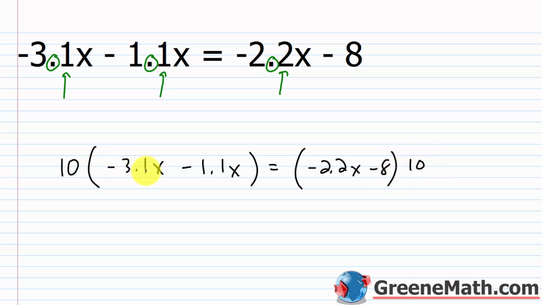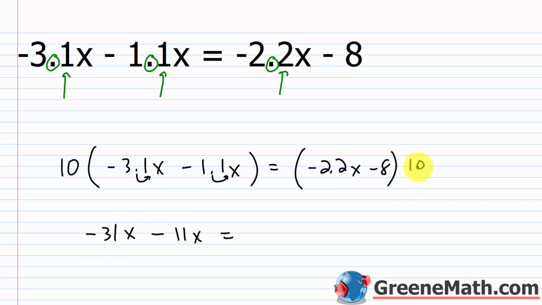So 10 times negative 3.1 would just be negative 31, right? Just move this one place to the right. Then my x comes along for the ride. Then minus 10 times 1.1 would be 11, right? Move this one place to the right. Then times x. So this left side just becomes negative 31x minus 11x.